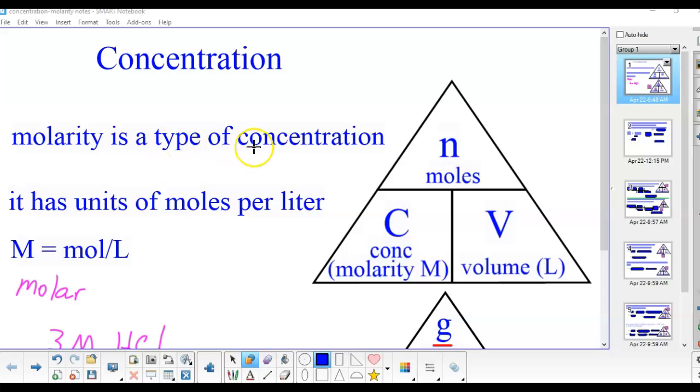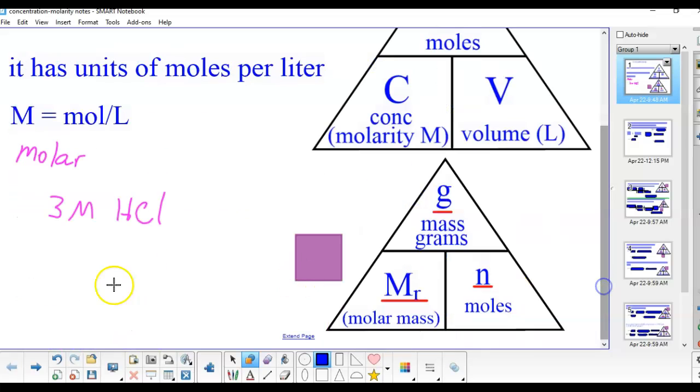Molarity is a type of concentration. Now, other types of concentration can involve density. It can involve things like parts per million or parts per billion. But in chemistry, concentration is going to be most often calculated in molarity. Molarity is moles per liter. Moles on top divided by liters on the bottom. It's pronounced molar, and we read things like 3 molar hydrochloric acid.